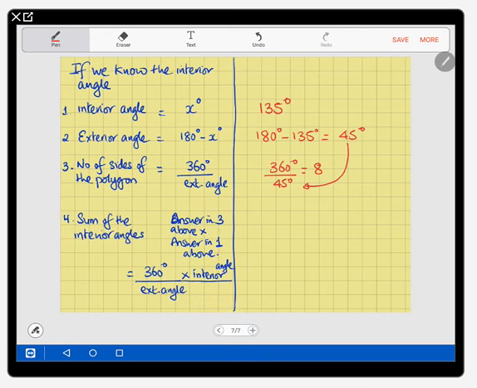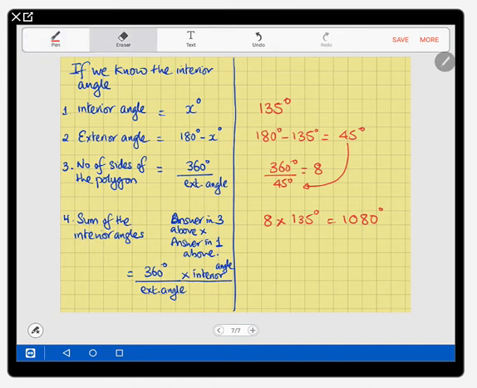And here, sum of interior angles is what? So you take 8, you multiply by the interior angle, which is 135, and that gives you 1080 degrees.